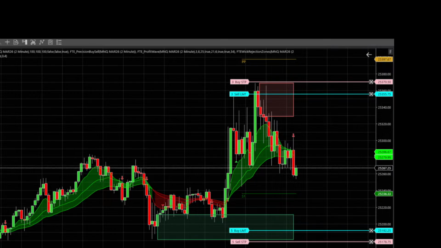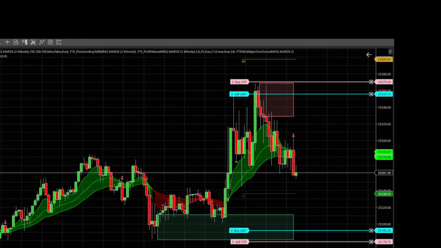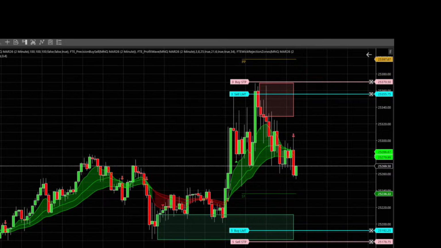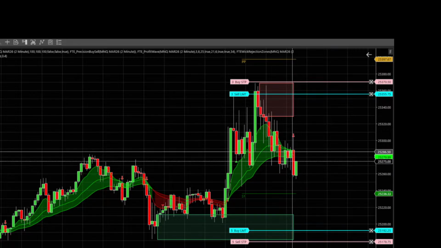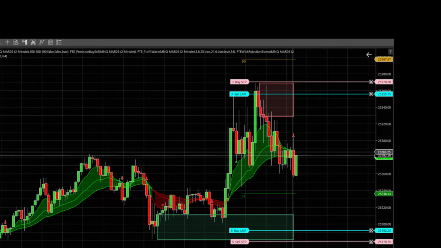Well, there we go. We got the sell signal thrown in on the 2-minute. And I tell you what, I'm not going to trade that signal, but had that signal got thrown on the other time frames, either the 1 or the 5 at the same time, I'd have been all over that sell signal.